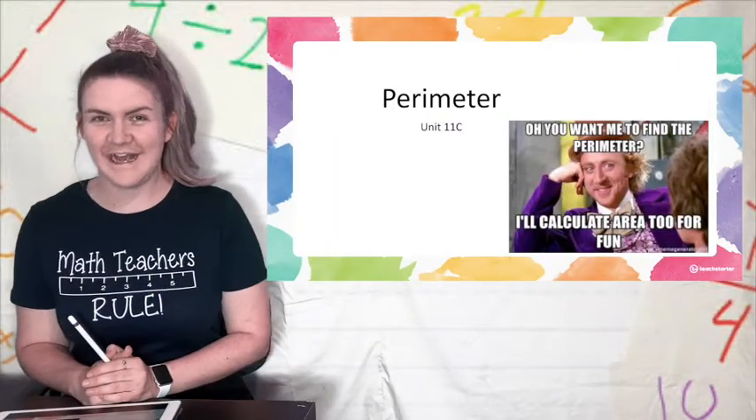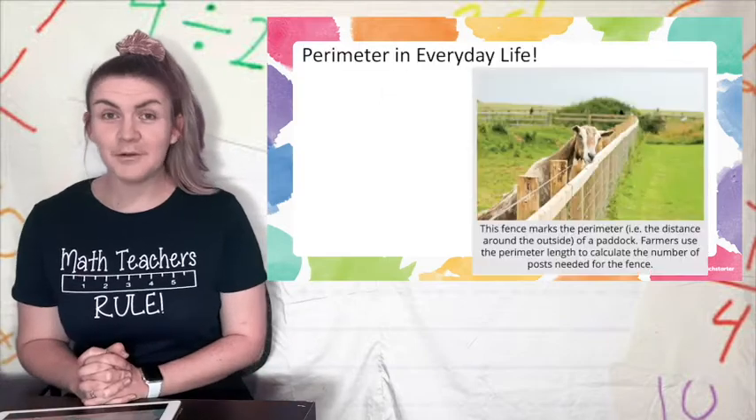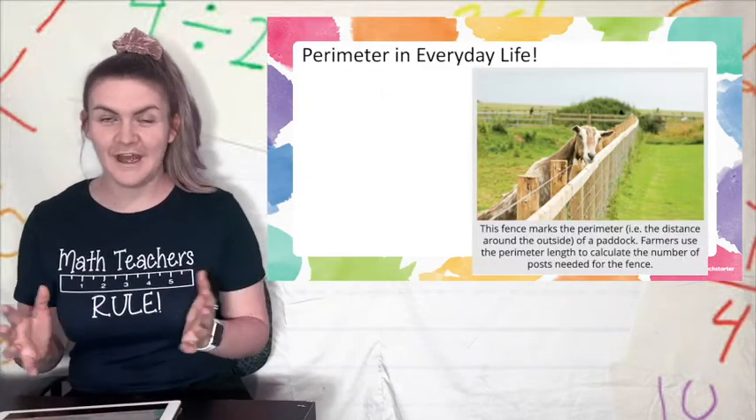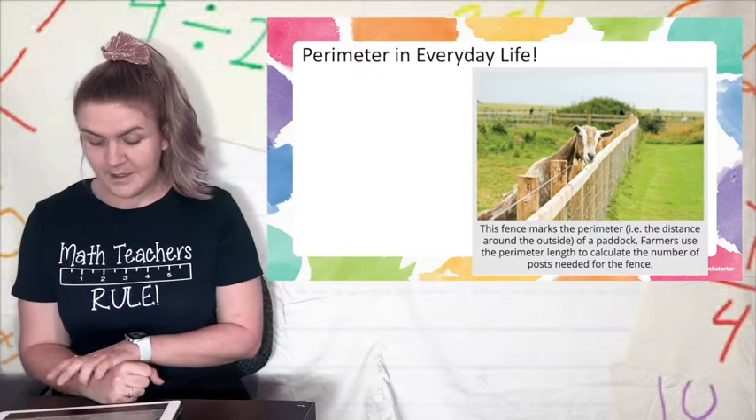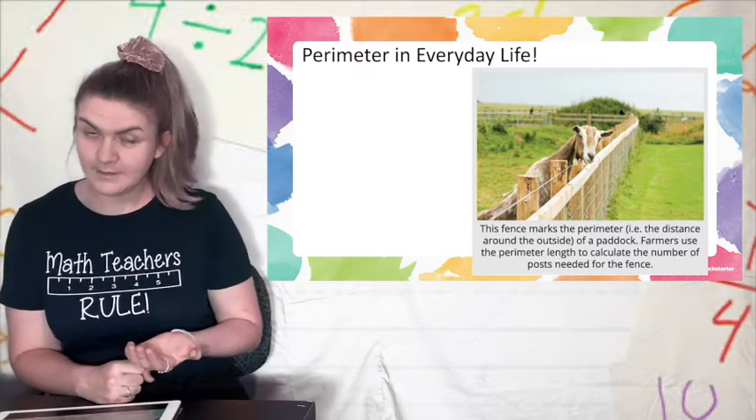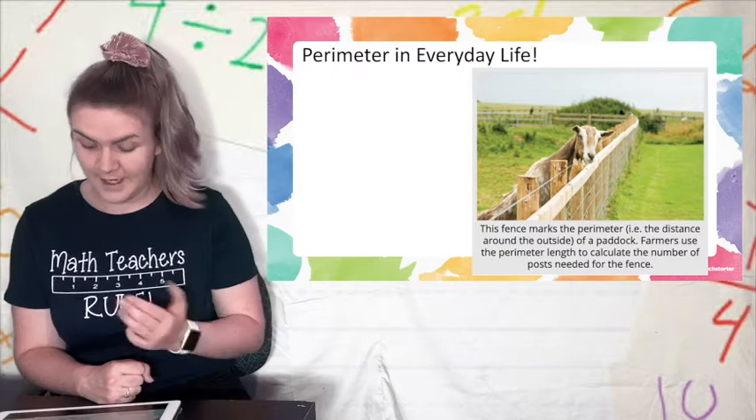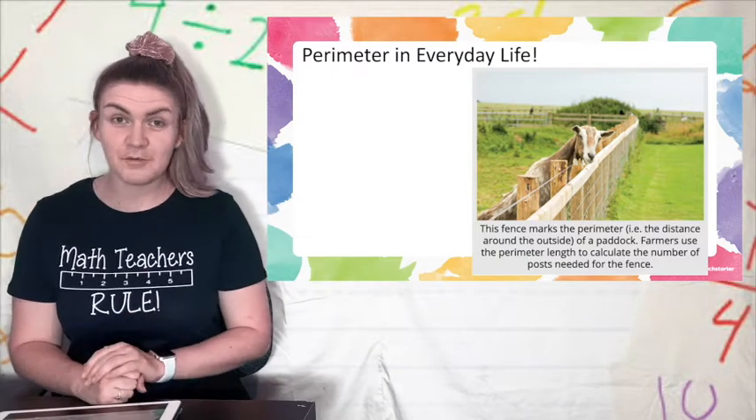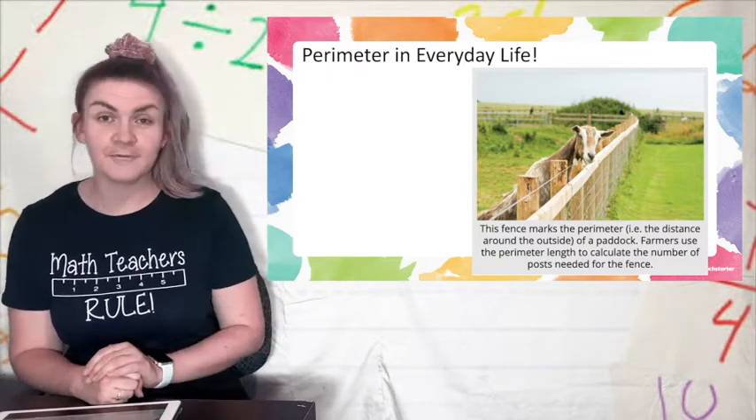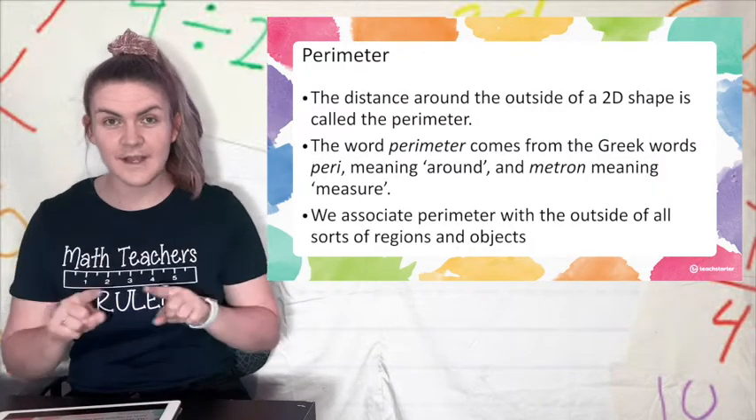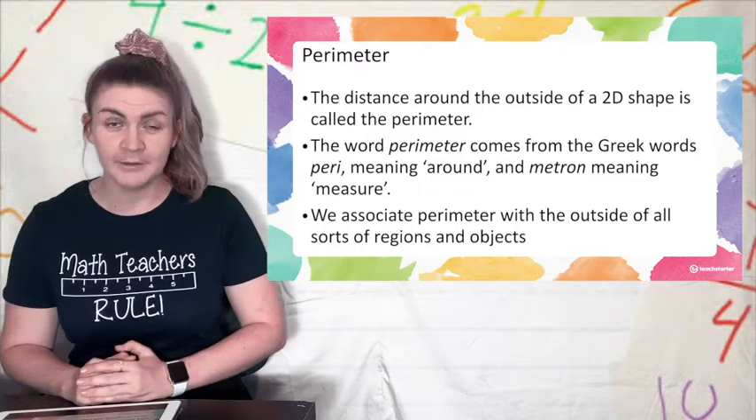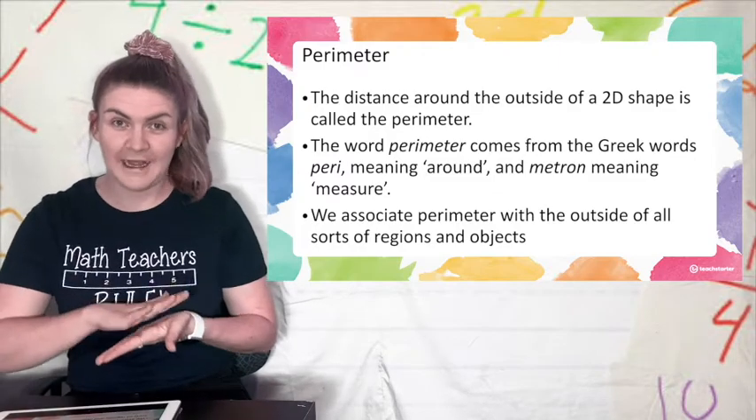Today we're going to look at how to calculate perimeter. Perimeters can show up in our everyday life in many different situations. Here's an example of a farmer. This fence marks the perimeter, which is the distance around the outside, of a paddock. Farmers use the perimeter length to calculate the number of posts they would need to build a fence. The distance around the outside of a 2D shape is called the perimeter, 2D meaning a flat shape.